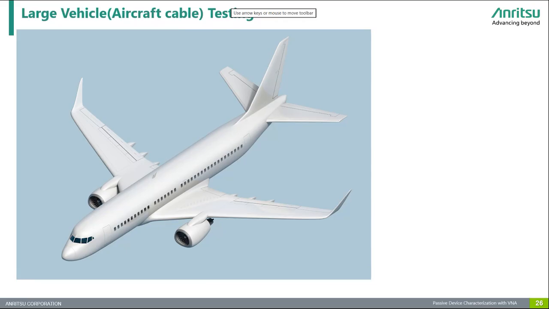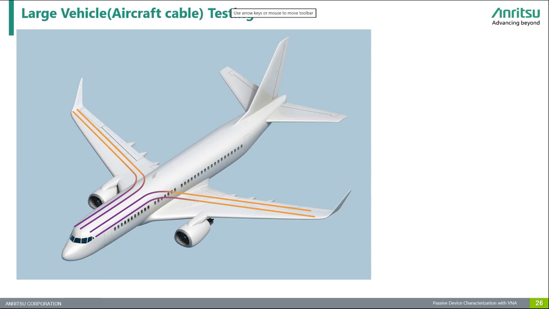We'll go to the slide which will give you the explanation of how the VNA will work in the large vehicle or aircraft cable testings. In aviation, cable runs extend several meters, often weaving through complex structures. These cables are critical for connecting antennas, sensors, and communication systems, and any degradation can impact system performance or safety.